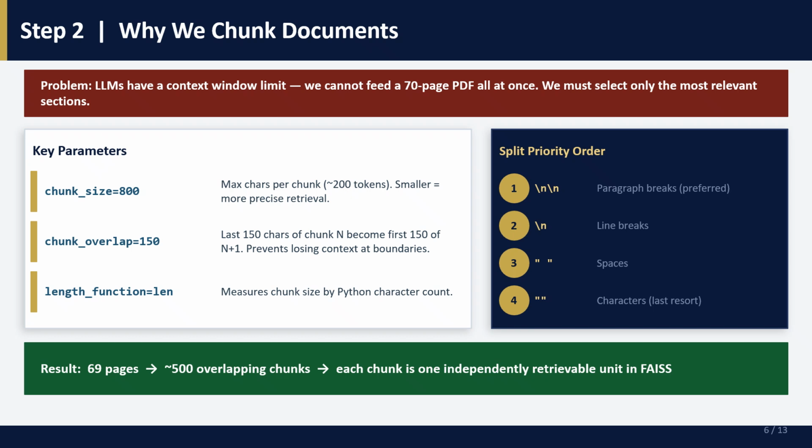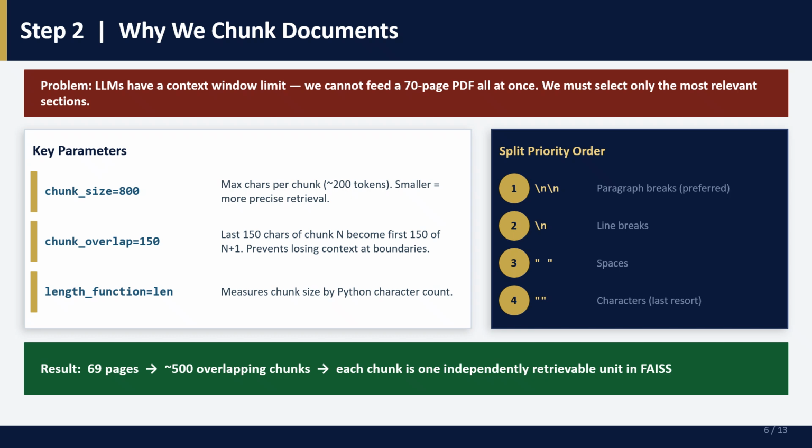So here we use the recursive character text splitter. The key parameters are a chunk size of, let's say, 800 characters, that's roughly 200 tokens, and a chunk overlap of 150 characters. The overlap means the last 150 characters of one chunk become the first 150 characters of the next chunk. So this prevents the situation where an important sentence gets split right across a boundary and loses its context.